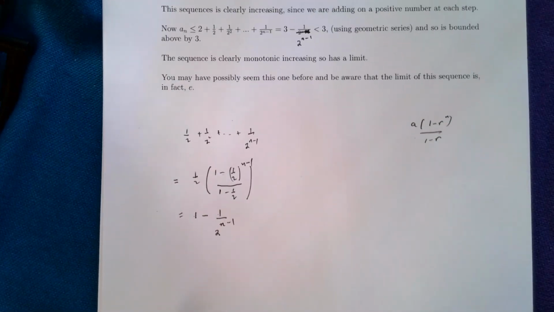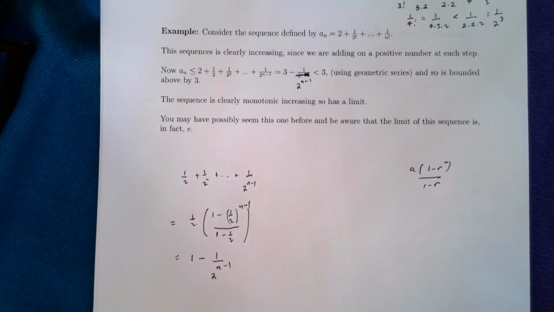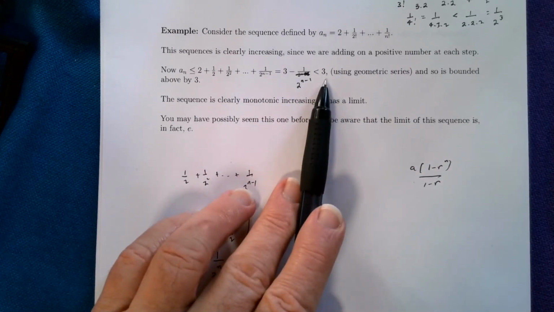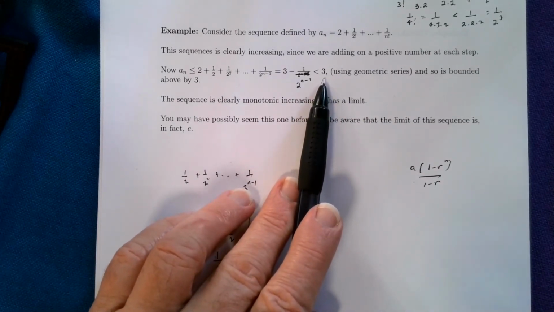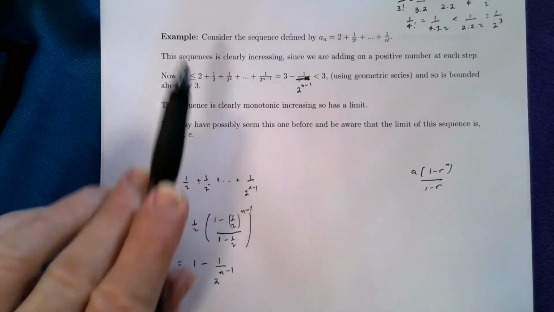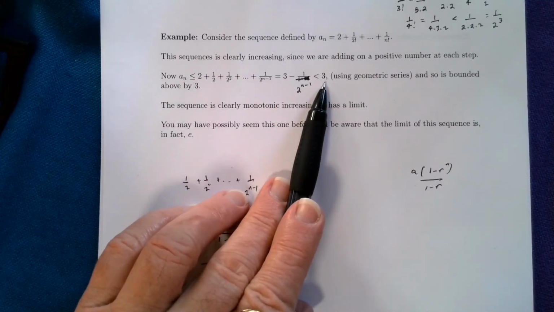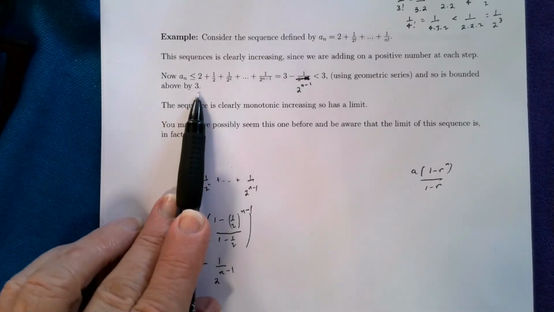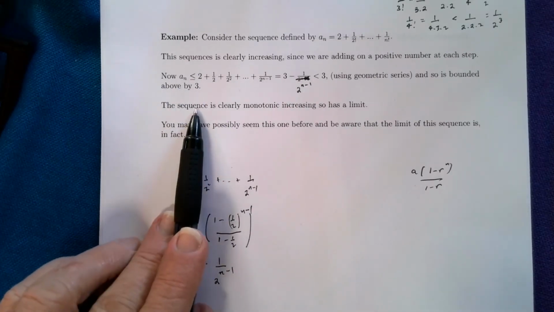You can check the details of this one yourself. So this turns out to be less than 3. So that tells me we have a sequence now which is monotonic increasing. There's a brick wall at 3, so it's bounded above by 3. And so by the monotone convergence theorem, this has a limit.